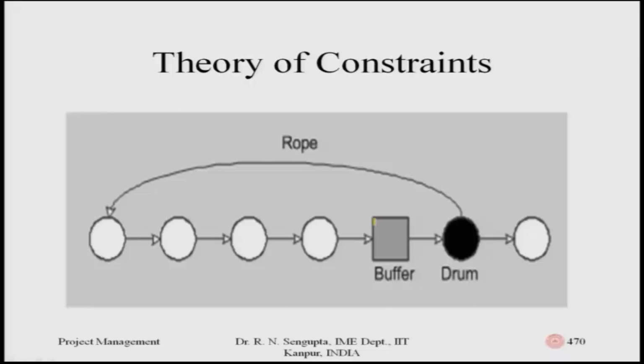So, this is what I mean. There is a rope from the drum, and the yellow color is the buffer, and this buffer basically has a consequence on the drum and how the feedback happens.